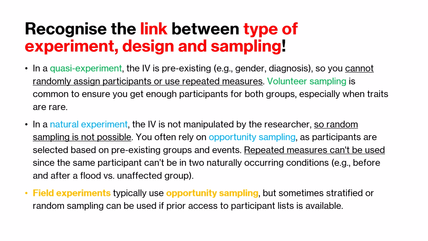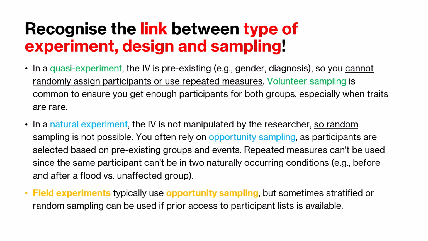In a natural experiment, again, because you're not manipulating the IV, you can't use random sampling. You'll usually, nearly always, have to use opportunity sample, because the participants are selected based on pre-existing groups and events. Again, repeated measures can't be used, because if we use the example of the hurricane from before, you can either be close or further away. You can't be both. So they will expect you to know that if it's a natural experiment, you need to know what kind of design is being used without having had any information explicitly about the design.